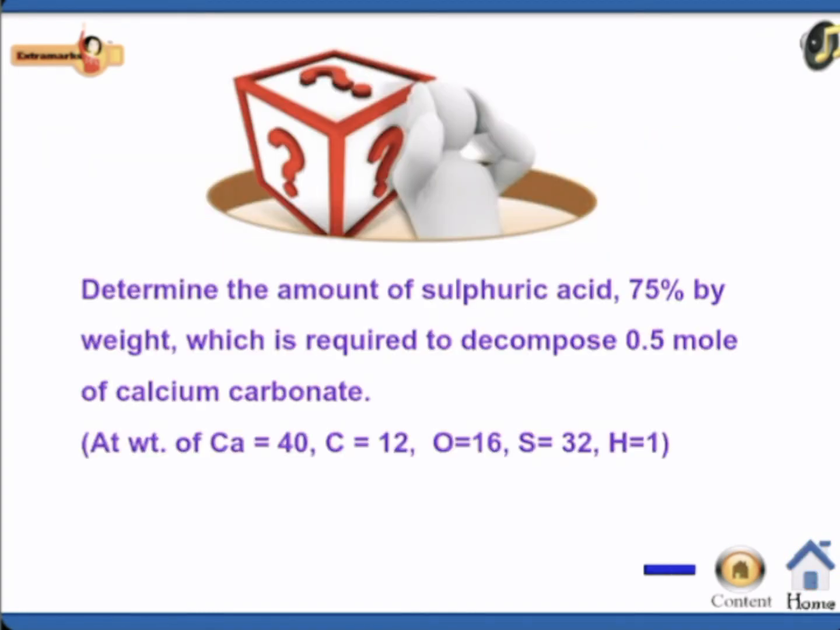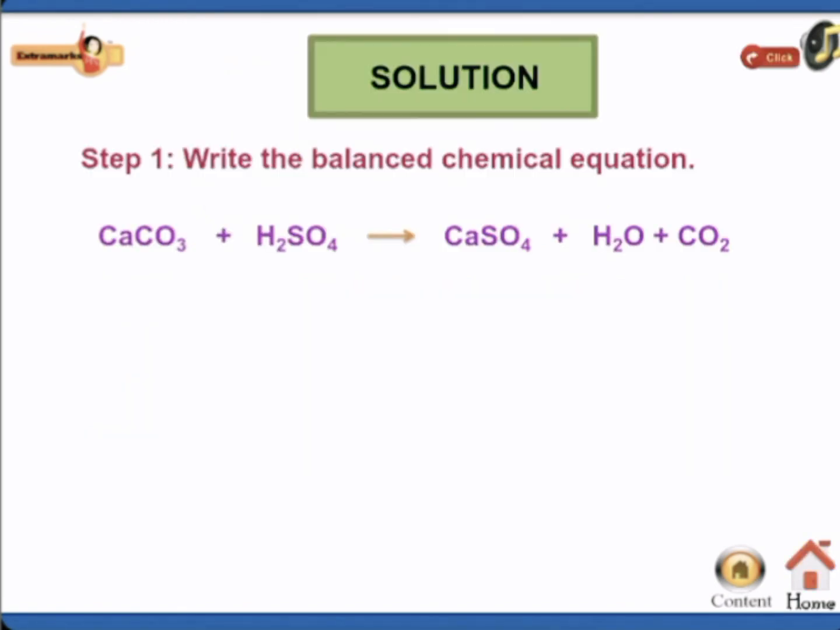Let us solve a numerical based on mass-mass relation. Determine the amount of sulfuric acid, 75% by weight, which is required to decompose 0.5 mole of calcium carbonate with the help of the given data. The numerical can be solved by following the given series of steps.